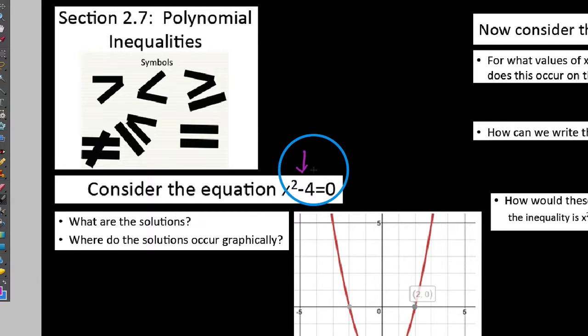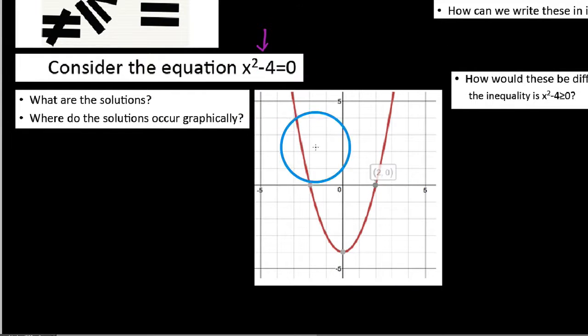And this equation here, x squared minus 4 equals 0. I suppose I do want to start with what the solutions are and where they occur graphically. And so what I've provided here is just a graph of x squared minus 4. You can see that this is just a parabola shifted down 4. It goes right 1 up 1. But goes through these two zeros that we see listed here at positive 2 and negative 2.